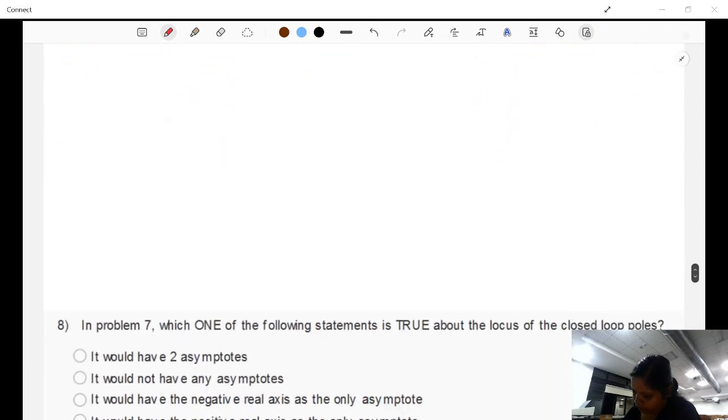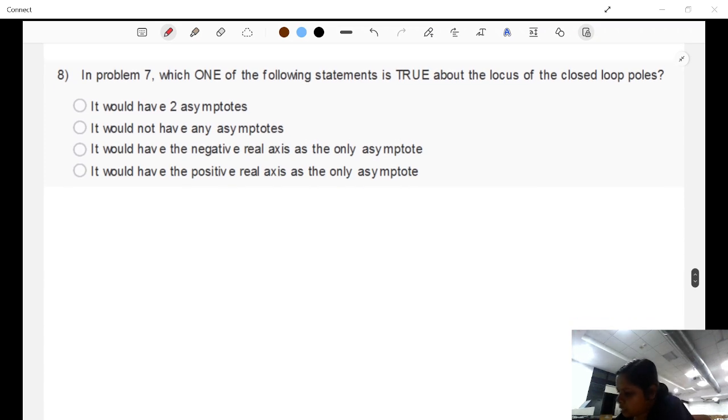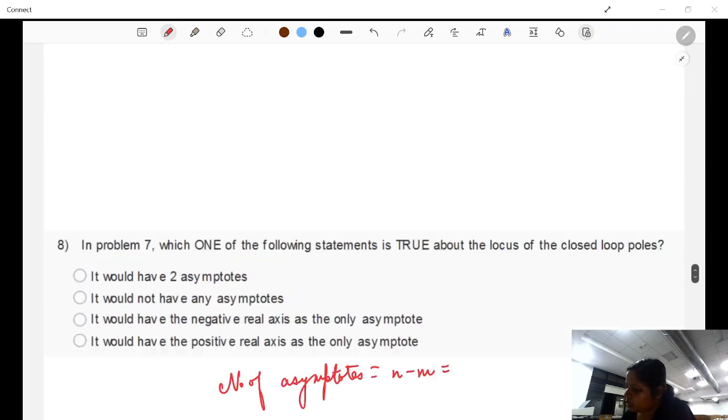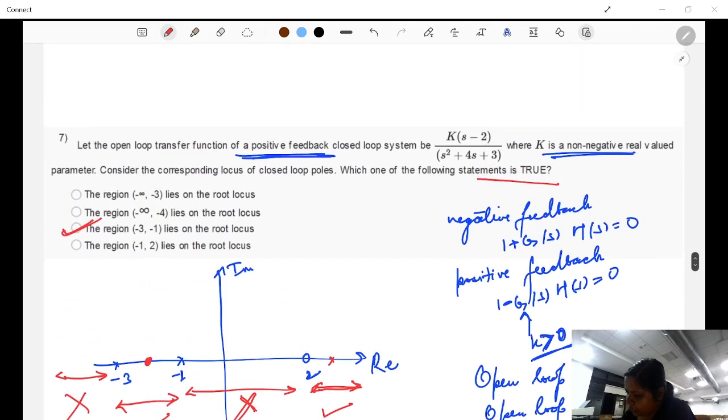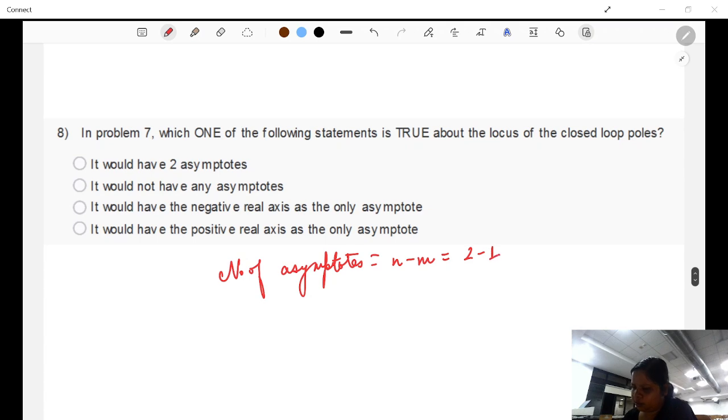Now, which one of the following statements is true about the locus of closed loop poles? It basically asks you something related to the asymptotes. So first you should make sure what is the number of asymptotes. How do you find out the number of asymptotes? It is n minus m, right? And what is n minus m here? It is 2 minus 1, so you just have one asymptote over here.